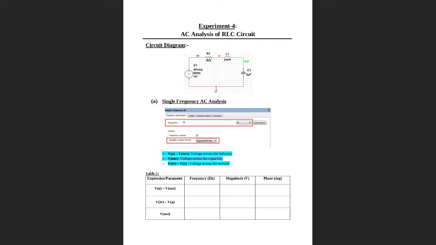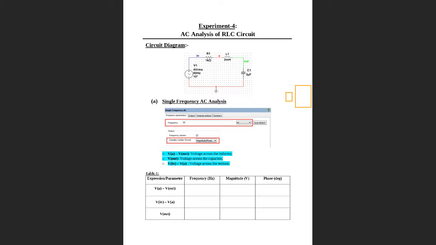From the circuit diagram, first of all, for the inductor, you can observe the diagram. The inductor is here, right? For the inductor, what is the connection? We have A and out, right? For the inductor, it is A and out. So what will be the voltage across the inductor? It will be the voltage of A minus the voltage of out.